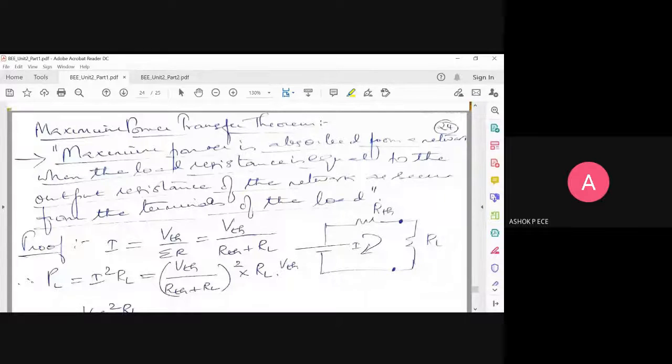Or Norton's theorem. The fourth theorem is the maximum power transfer theorem. This theorem is related to Thevenin's theorem. So this is an extension of Thevenin's theorem, I would say. Let us see the statement.